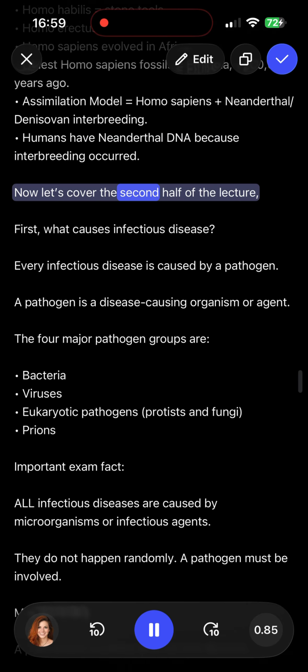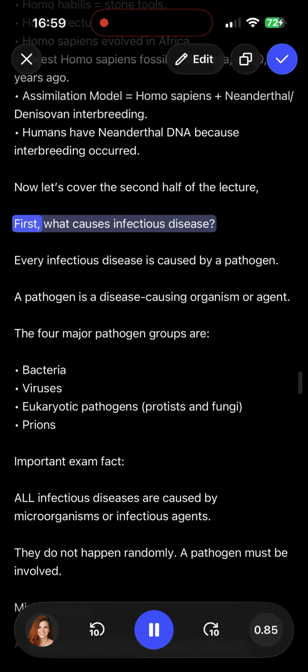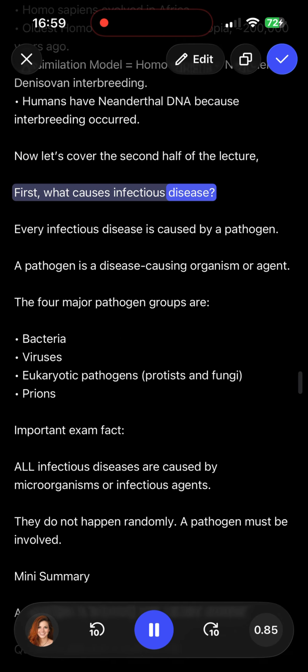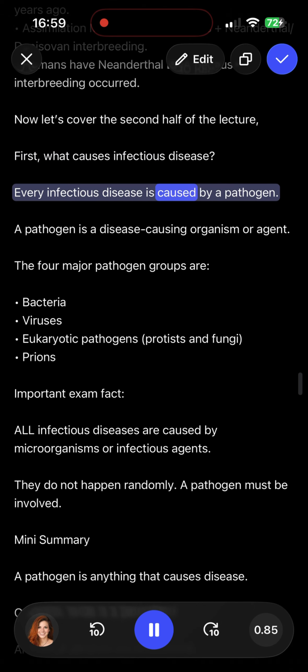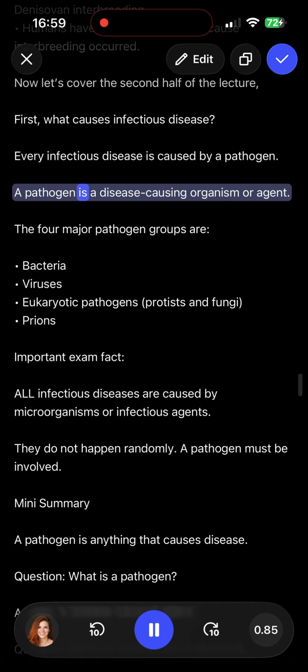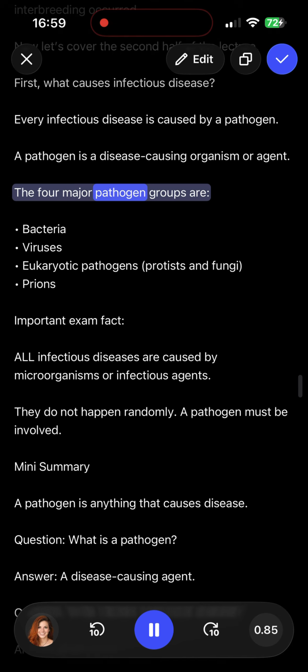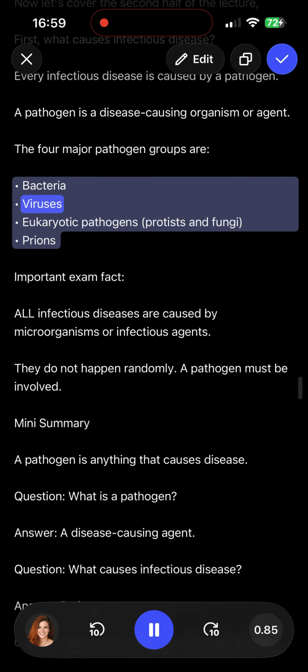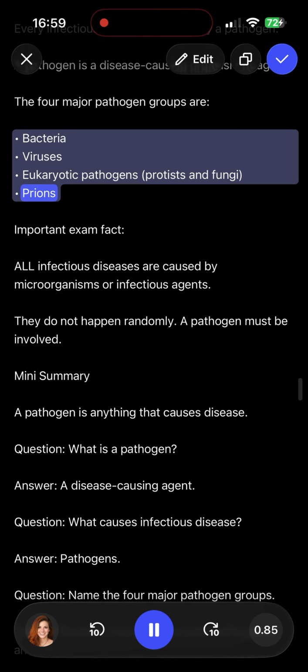Now let's cover the second half of the lecture. First, what causes infectious disease? Every infectious disease is caused by a pathogen. A pathogen is a disease-causing organism or agent. The four major pathogen groups are bacteria, viruses, eukaryotic pathogens, and prions.